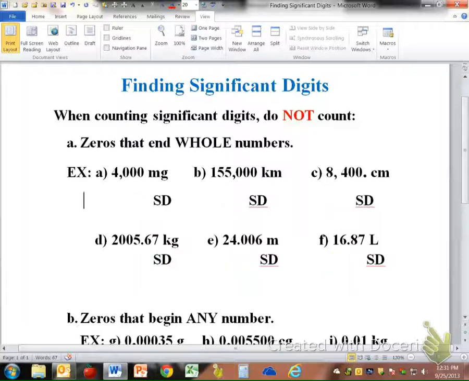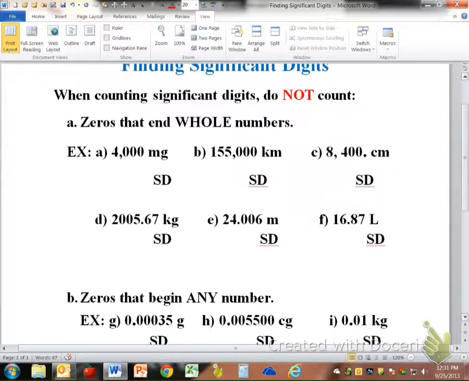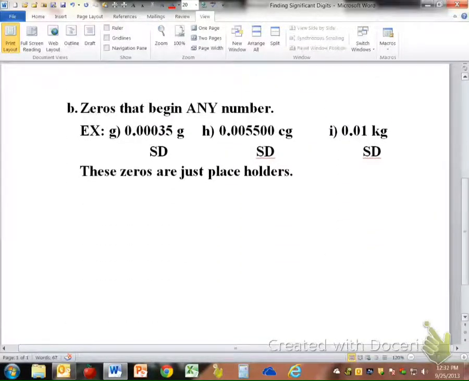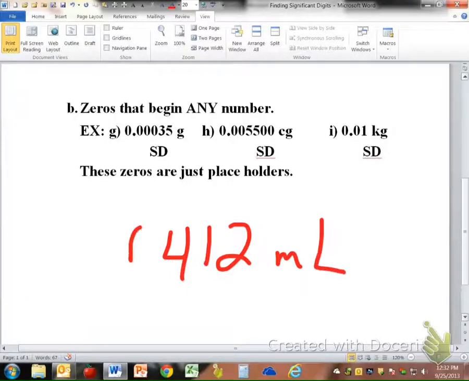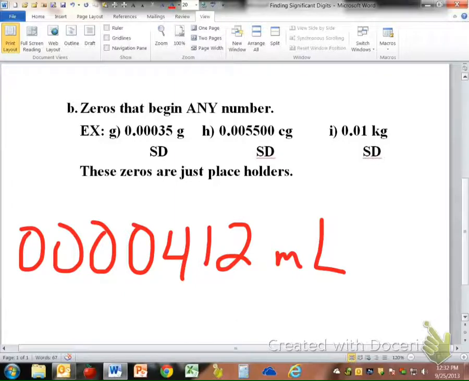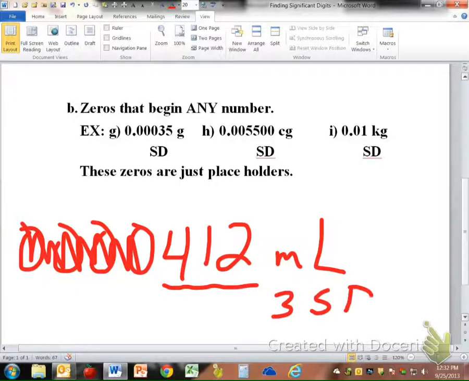All right, so let's take this off, and then I can scroll down to part B. Okay. Zeros that begin any number do not count, and that could be a whole number such as, let's put 412 up here, and of course we'll make it a measurement. Now there's an unlimited number of zeros that are in front of that 412. Notice I didn't put a decimal point, so this is a whole number. These zeros we don't see. So even if they're written, we're not going to count them as significant. So 412 milliliters will give us 3 significant digits.